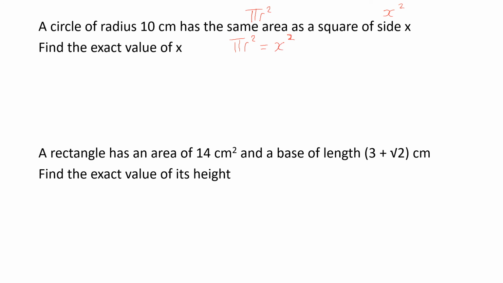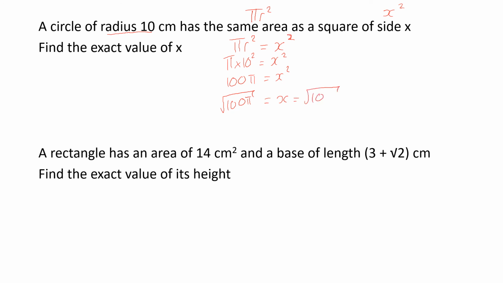Now it says we want to find the exact value of x, and the only thing we know here is the radius of the circle. So we can go ahead and say pi times 10 squared is equal to x squared. Now 10 squared is 100, so we can go to 100 times pi is equal to x squared. And if we want to get the answer past there, we're going to need to square root. So we'll say that x is the square root of 100 pi. Now that is sort of exact, but we can simplify it a little bit.